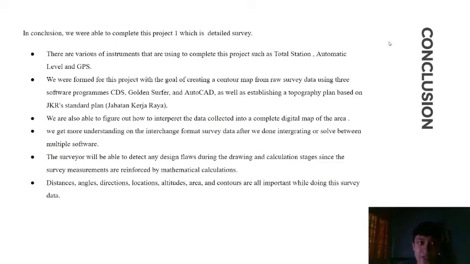So in this project one, I will talk about the conclusion of this project, which is we need to do the detail survey. So there are several instruments that are used to complete this project, such as total station, automatic level, and GPS. We were formed for this project with the goal of creating a contour map from raw survey data using three software programs, which are CDS, Golden Surfer, and AutoCAD, as well as establishing a topography plan based on JGR standard plan.